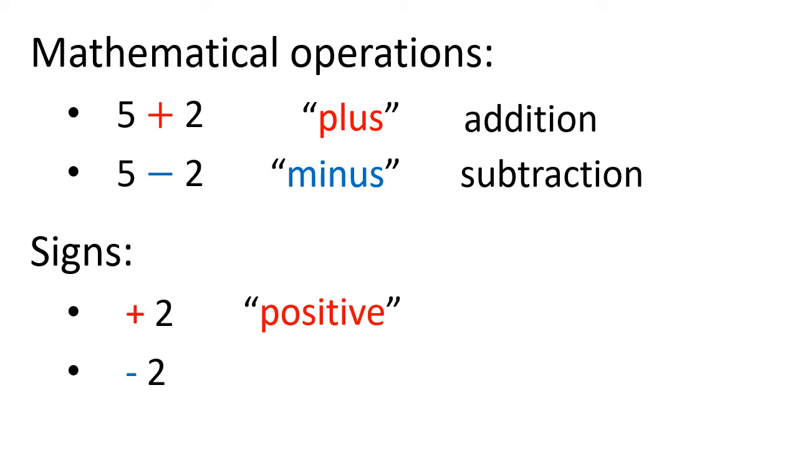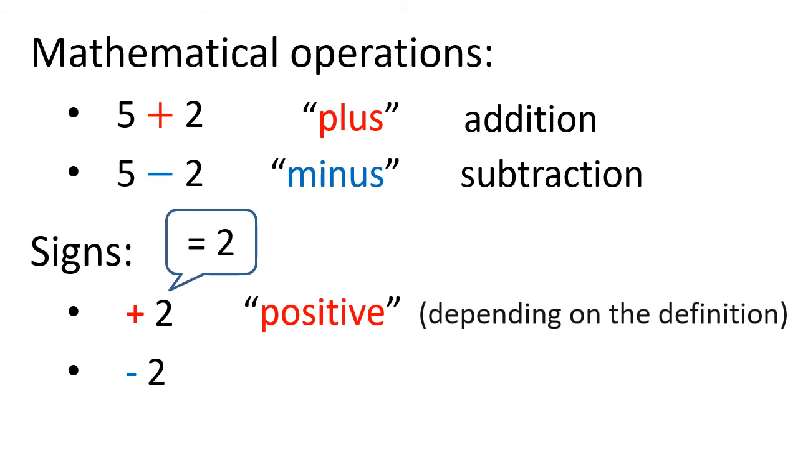By the way, we often omit the plus sign for positive. So positive 2 and 2 are both positive. The meaning of positive depends on the definition. For example, positive could mean moving to the right, or in some cases could mean to gain something, like money.